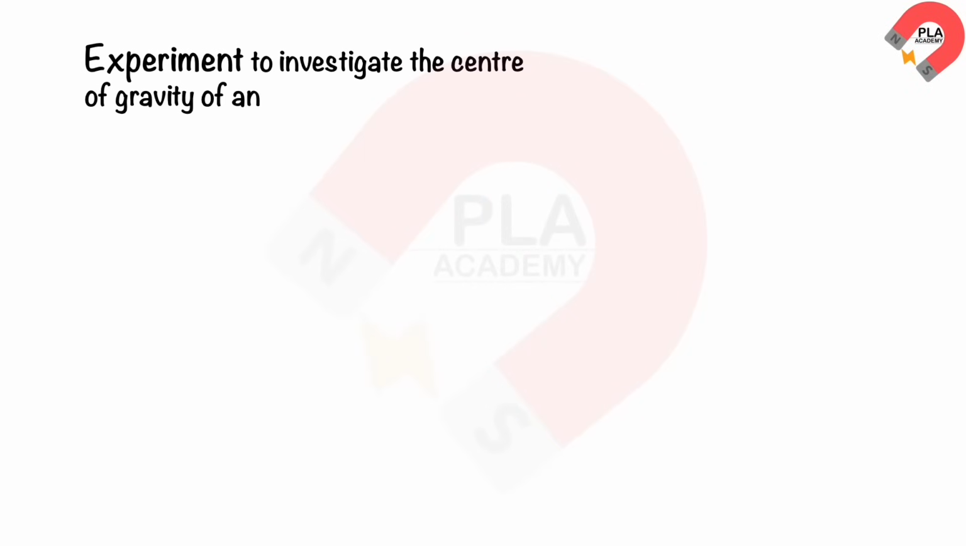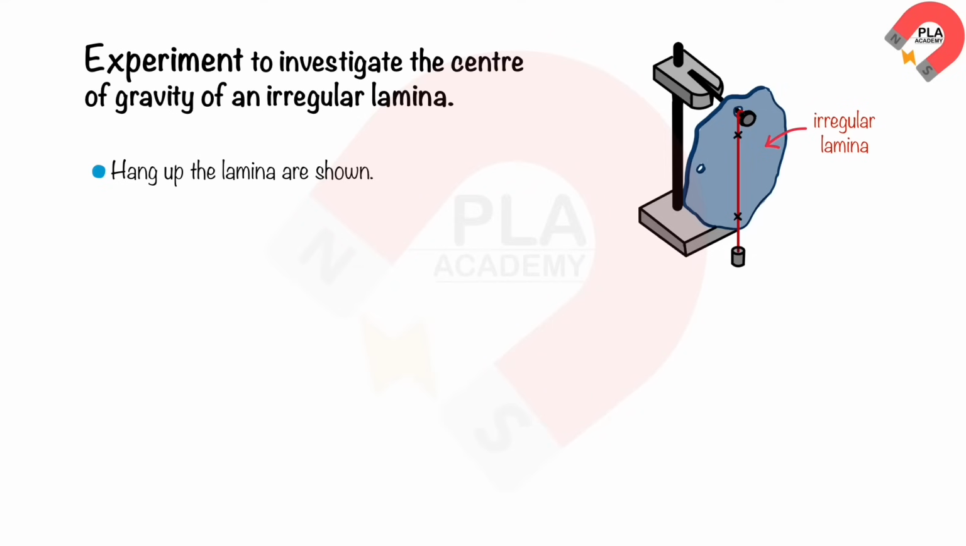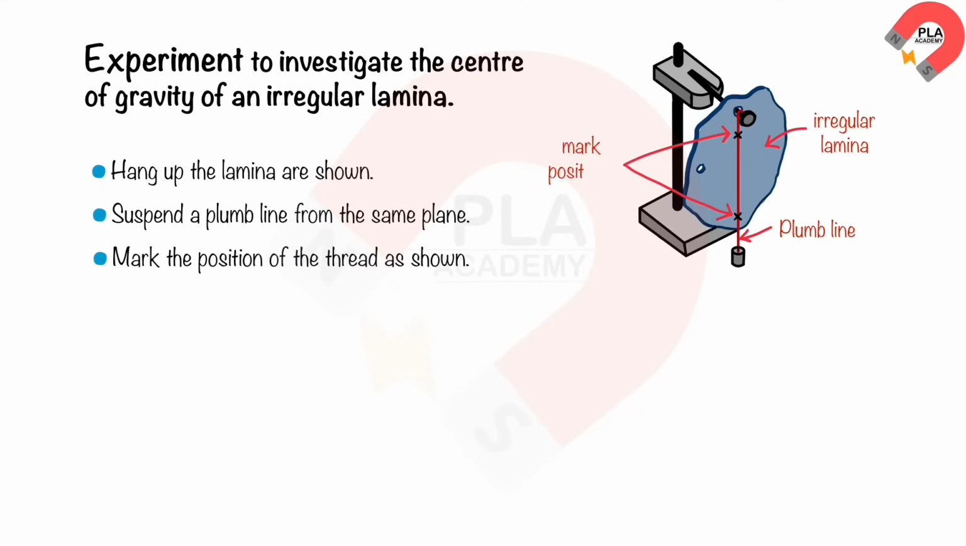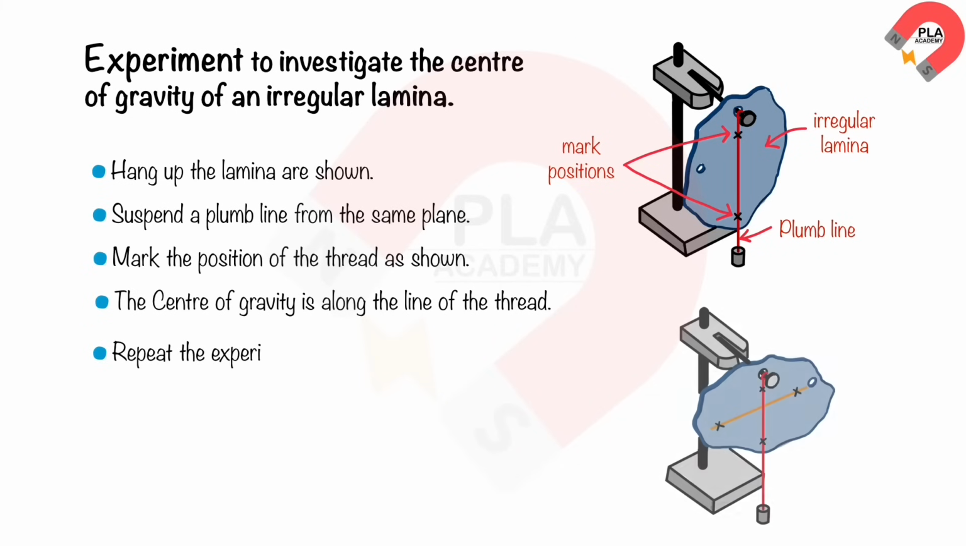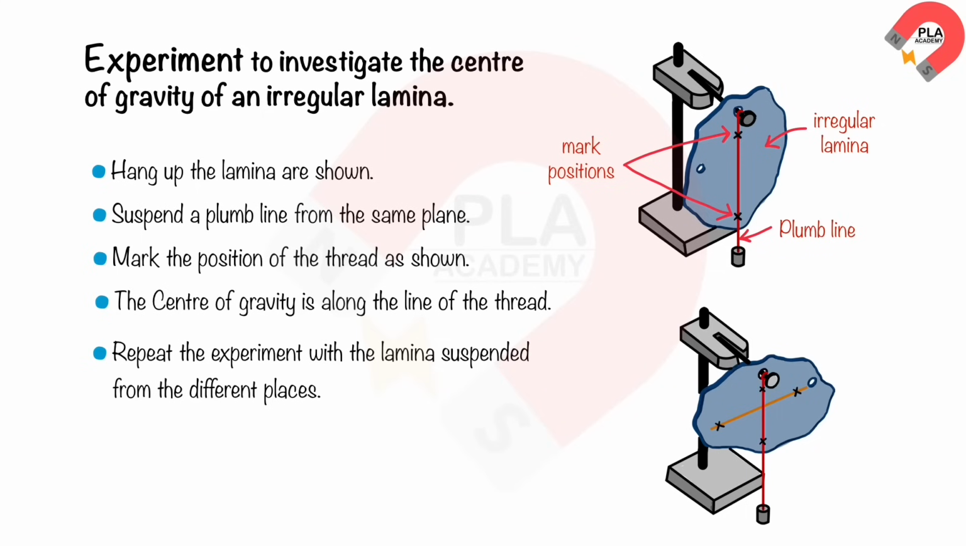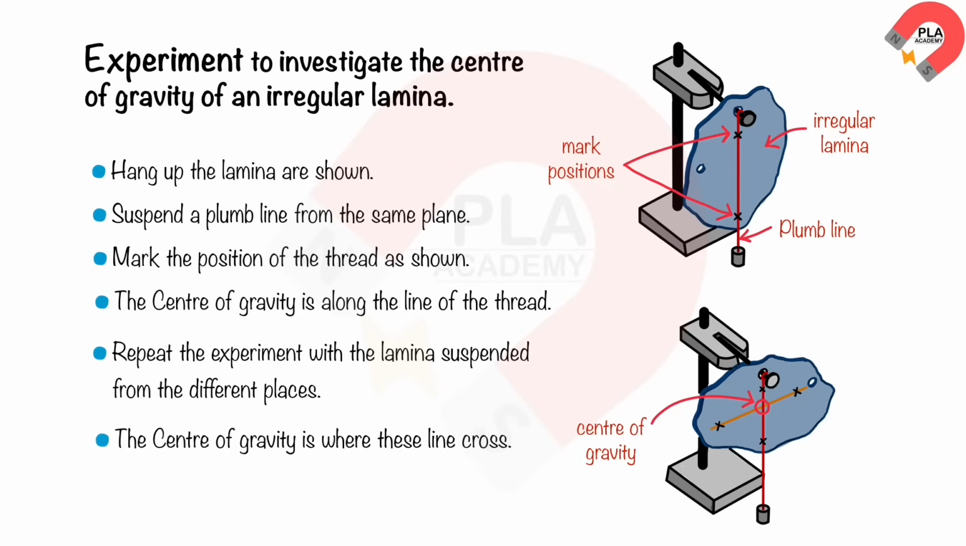Experiment to investigate the center of gravity of an irregular lamina. Hang up the lamina as shown. Suspend a plumb line from the same point. Mark the position of the thread as shown. The center of gravity is along the line of the thread. Repeat the experiment with the lamina suspended from different places. The center of gravity is where these lines cross.